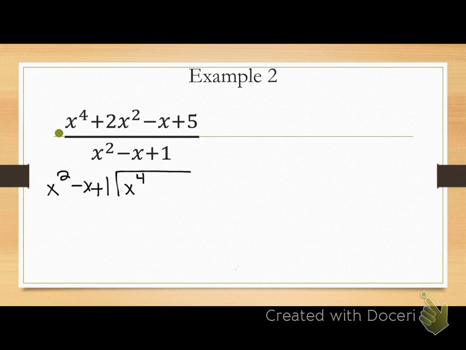X to the fourth. Notice, do I have an x cubed term? No. For my dividing purposes, I do still want to represent that x cubed term. So how can I represent it? 0x cubed. I want to have all my successive exponents, even if I have to represent them with a 0. That helps us out on our division. Okay? Everyone good with that?